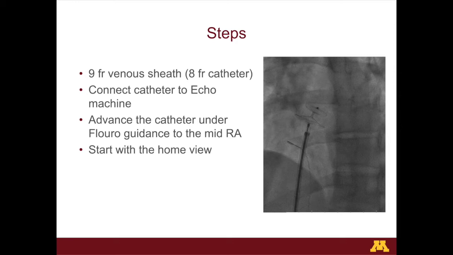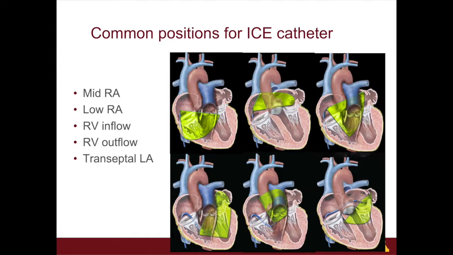The steps of inserting are extremely easy. I generally use a 9 French 25 cm long sheath on the left femoral vein. If I'm doing the interventions from the right femoral vein, you hook the catheter to the machine, advance it under flow to the mid-right atrium, and start imaging. So very easy.